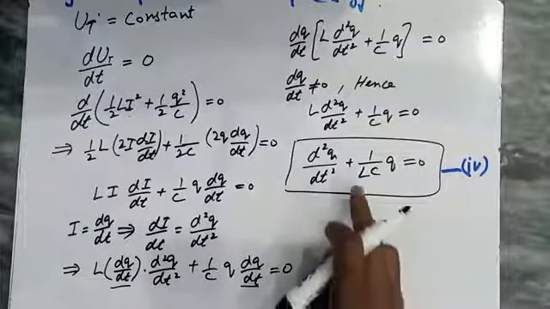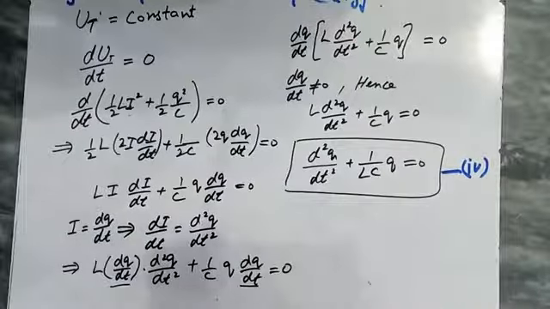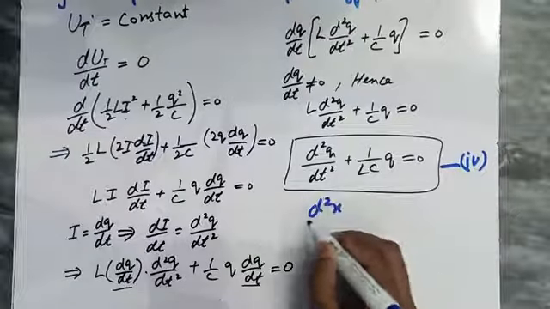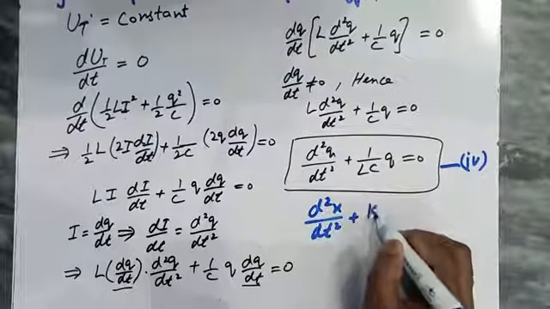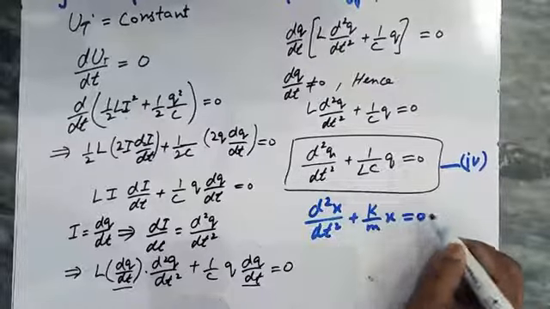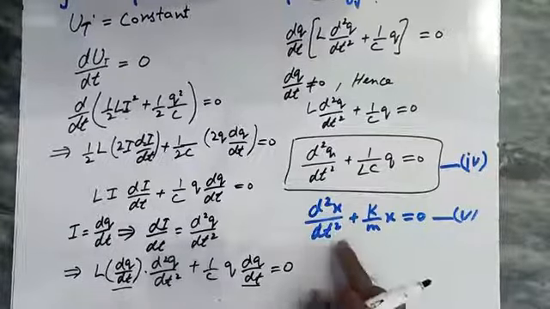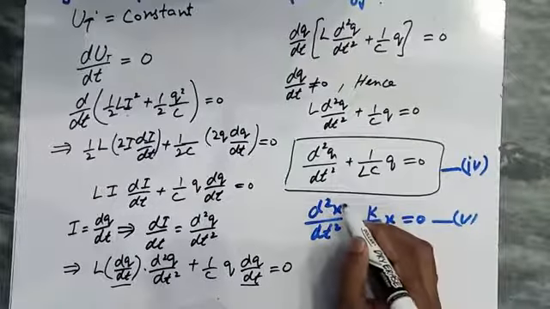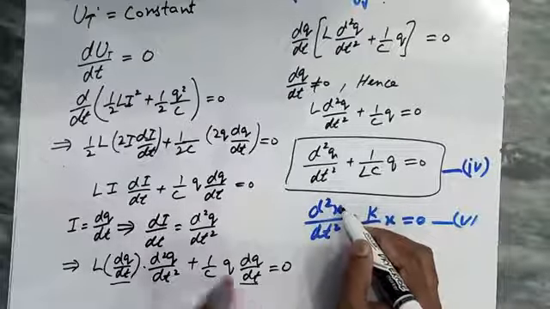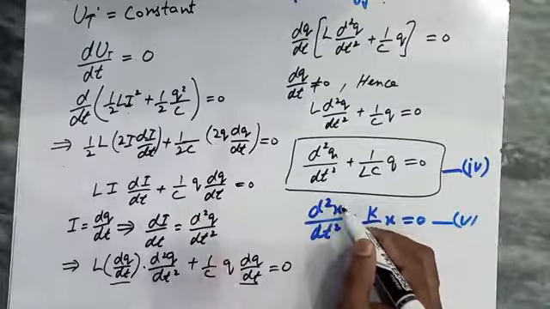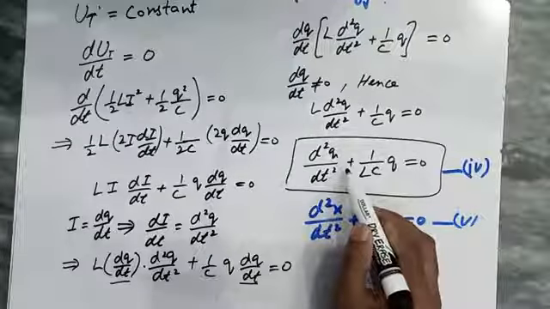This second order differential equation is similar to this equation d square x over dt square plus k over m x is equal to 0. This is equation of simple harmonic oscillator in which x is a variable quantity that is named as displacement of simple harmonic oscillator from mean position. So this is equation of mechanical oscillator and this is equation of electromagnetic oscillator.